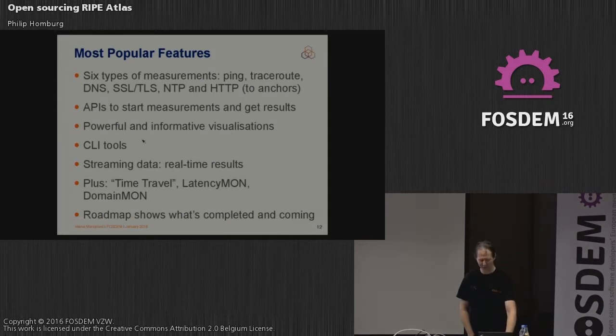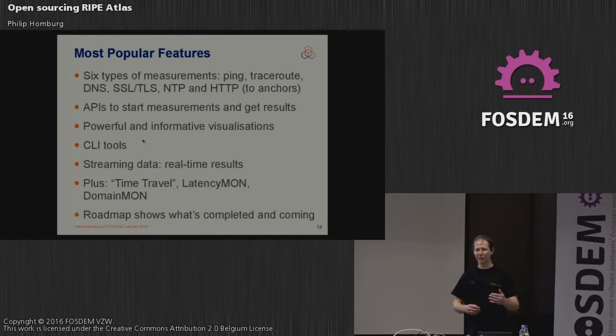One thing that is really cool is the streaming. So we now have a live feed of all the measurements as they come in, and you can say, well, I want to listen to this particular measurement, or I want to have all traceroutes, or some filtering. But basically you can just watch results as they come in. You don't have to fetch them, you just set up a subscription. And then we had some new visualizations, like the time travel, where if you make a graph of ping results, you can just select, I want to see results in, I don't know, September last year.